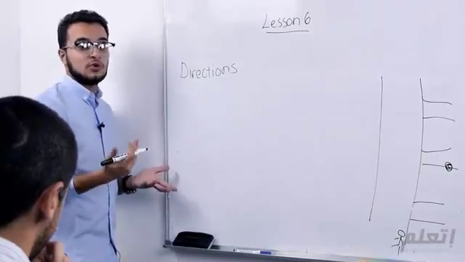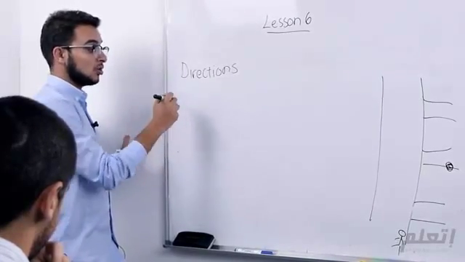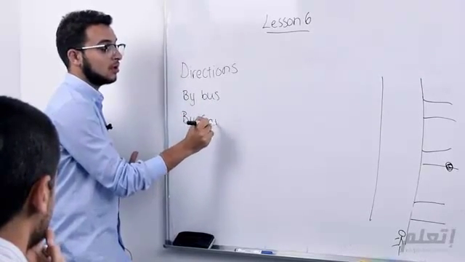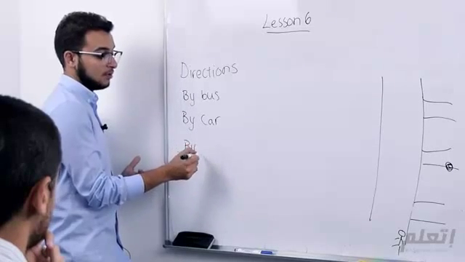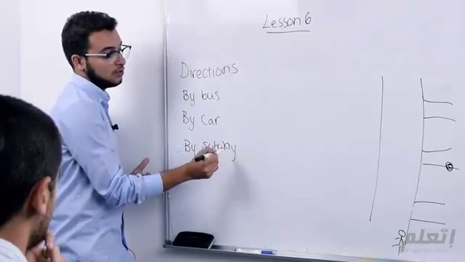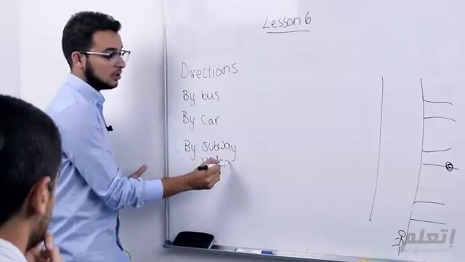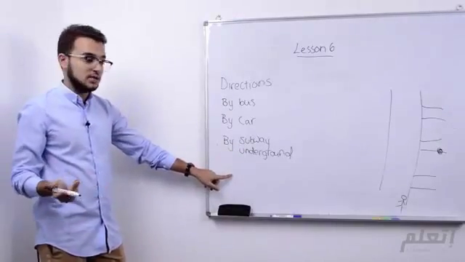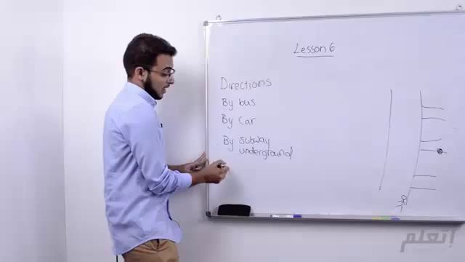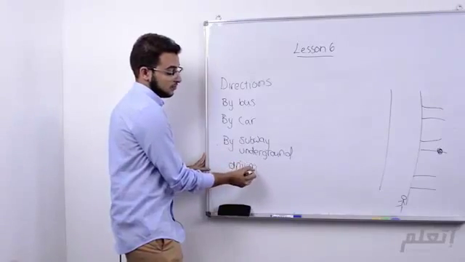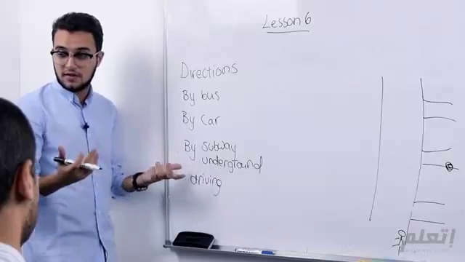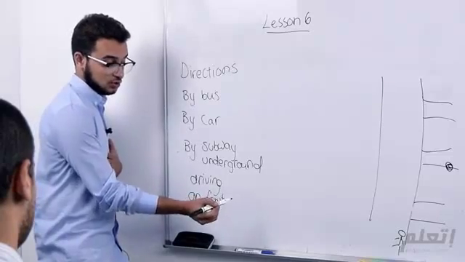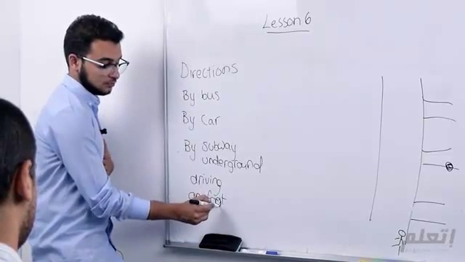I need to go to school. How do you go to school? You can go by bus, you can go by car, you can go by subway. What's the subway or the underground? Subway or the underground is the metro. Okay. I go driving. So I go driving, drive my own car, or I can say I go on foot, or walking.